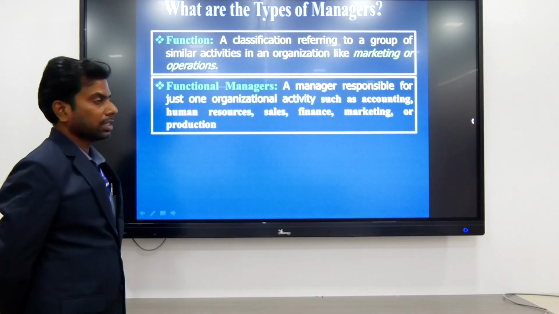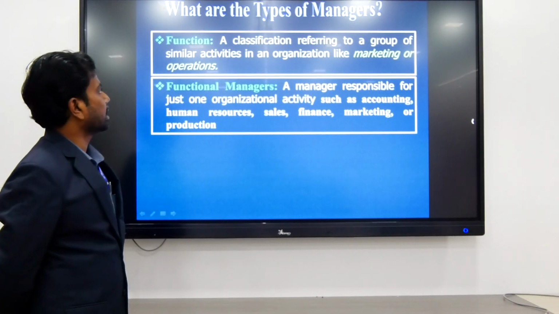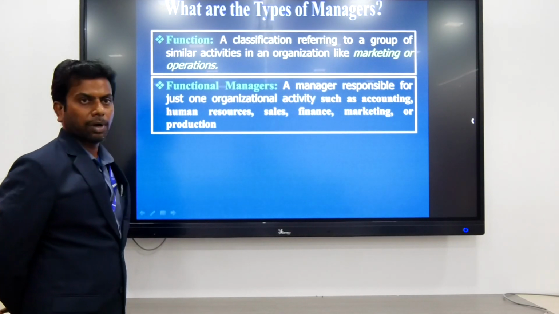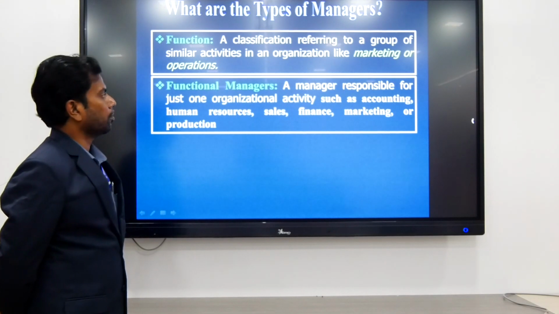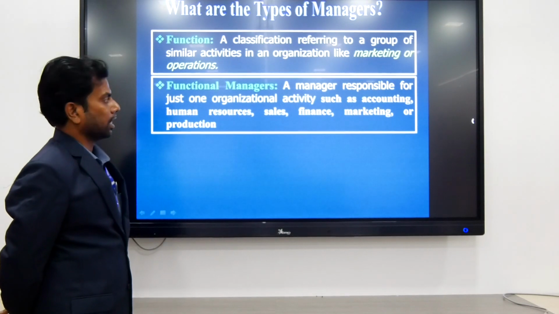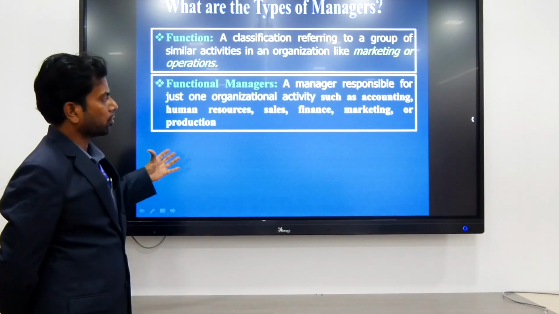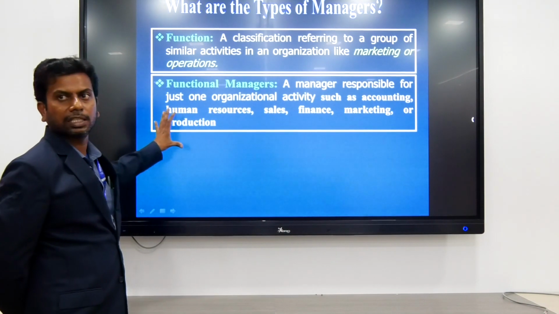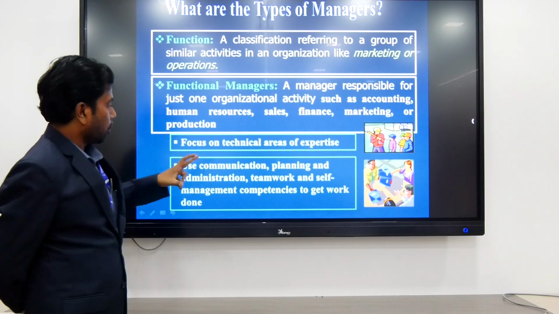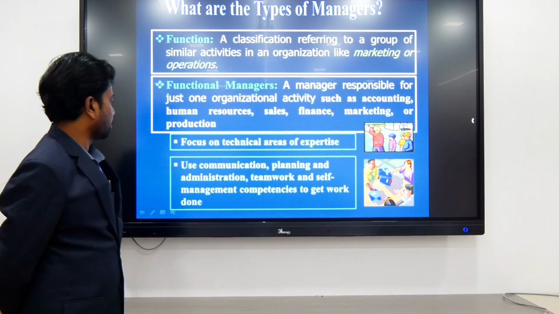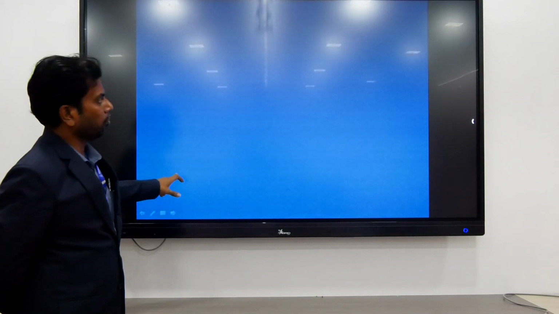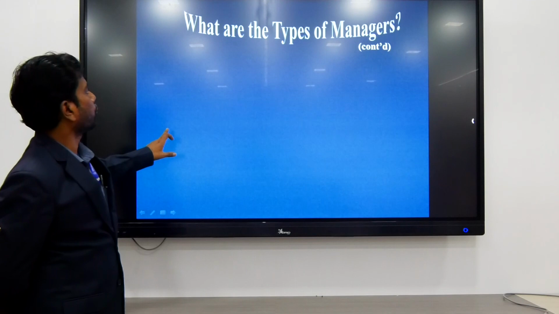Then we will see what is a function. A classification referring to a group of similar activities in an organization, like marketing or operations. Then the functional manager. This manager is responsible for just one organizational activity such as accounting, finance, human resources, sales, marketing, and the departments the company has. Then the focus is on technical areas or expertise, using communication, planning, administration and teamwork. These are the main focus of management.